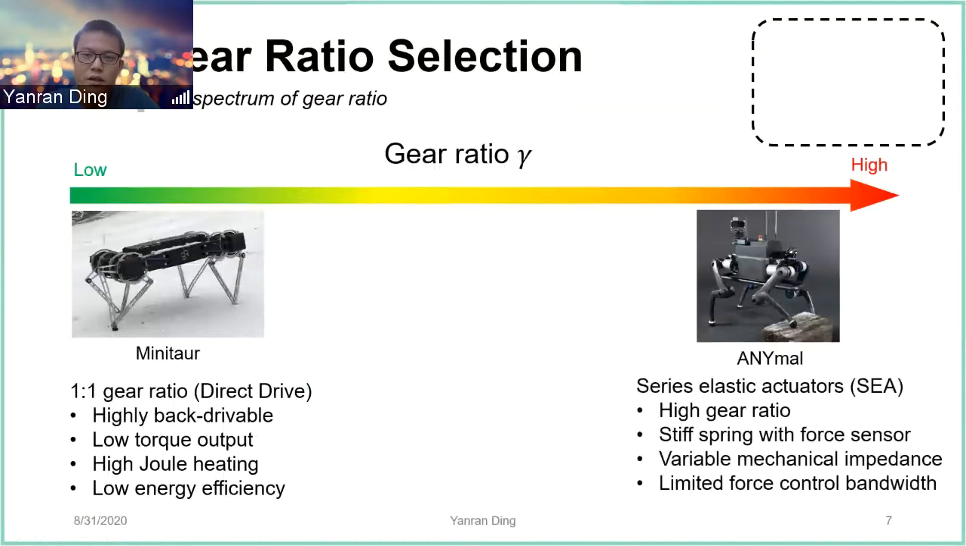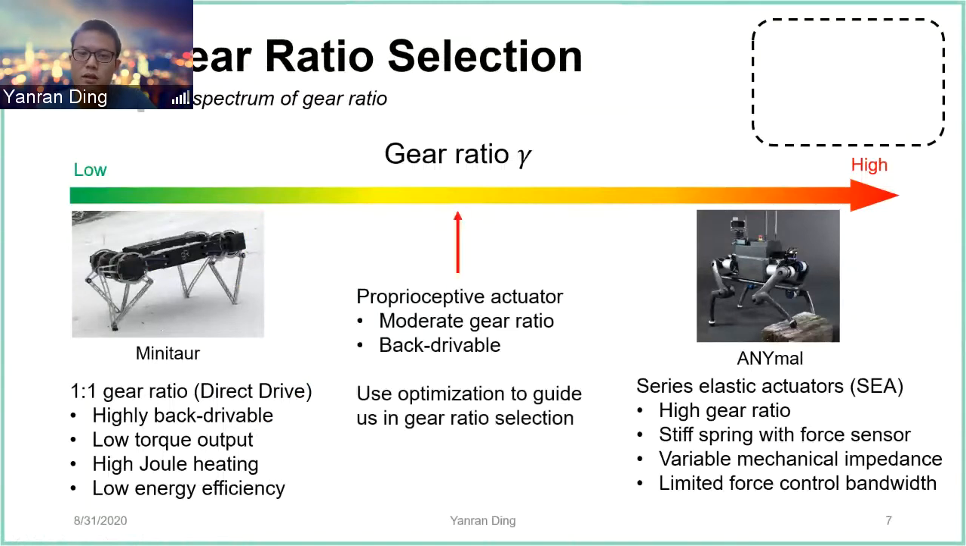On the other end of the spectrum, we have a high gear ratio robot, ANYmal, for example. It uses series elastic actuators. It uses a high gear ratio together with a stiff spring and a force sensor to realize variable mechanical impedance. However, because of this design, it limits the force control bandwidth, which is very critical for high-speed dynamic locomotion.